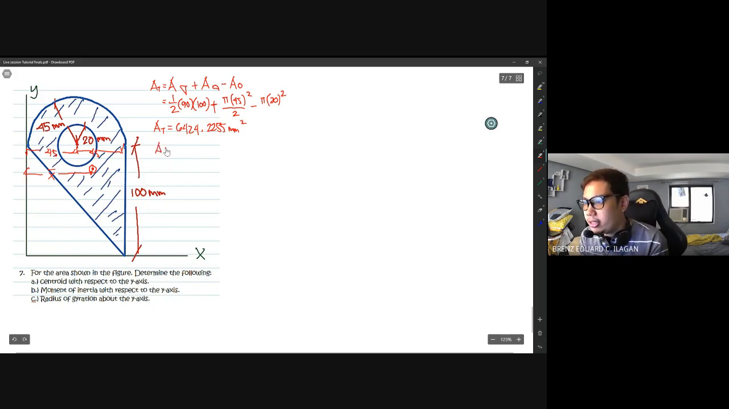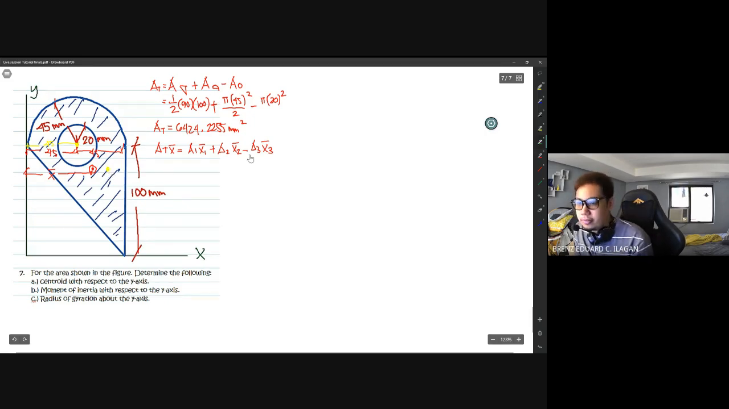So again, the equation is area total multiplied by x bar is equals to area 1, x bar 1, plus area 2, x bar 2, and then minus area 3, x bar 3. So hanapin muna natin yung centroid ng bawat figure. Gamitan ko ng color dilaw. So yung circle pala and semicircle, walang problema, kasi ito mismo yung centroid niya. Ang location niya lang, away from the y-axis is 45 lang. So ang kailangan na lang nating mahanap is yung centroid ng triangle na to.